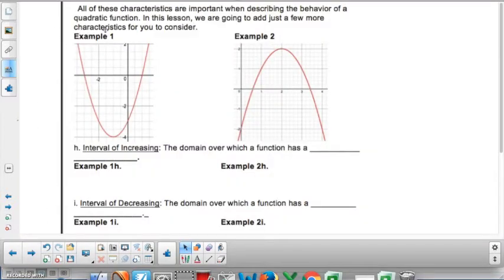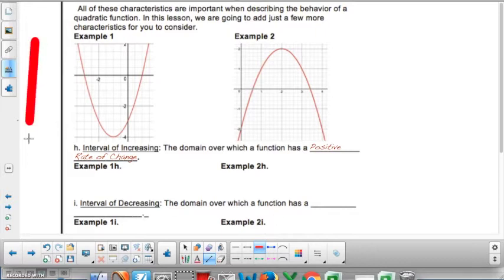So in your notes it says that all the other characteristics that we've talked about so far are important, and we've already examined quadratic functions from the perspective of all of those other things. So interval of increasing we've looked at before with lines, but never with a quadratic. The definition of interval of increasing is the domain over which a function has a positive rate of change. All that means is it's the domain over which when I drag my pencil from left to right, this thing is going up. It's getting higher on the pencil as I go.